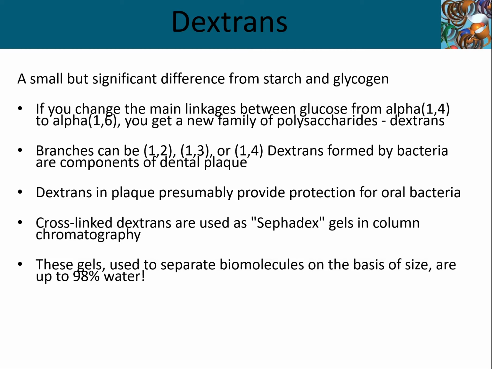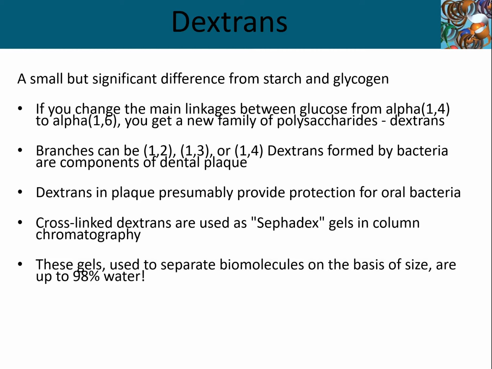Dextrans, I'm just going to throw a little bit of a curveball in here. Dextrans are another class of carbohydrate which have a slight but very important difference from starch and glycogen. If you change the main linkages between glucose from alpha-1,4 to alpha-1,6, you get a whole new family of polysaccharides, and these are considered dextrans.